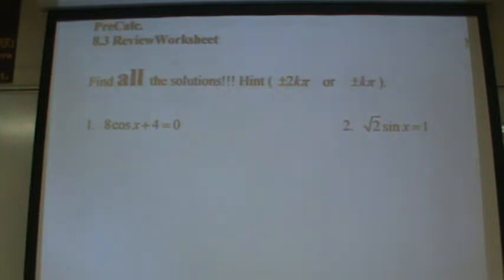All right, this is PreCalc 8.3, the review worksheet. On this review sheet, for the first 5 questions, you're not supposed to use a calculator. These are all going to give you angles that go back to our 30, 60, 90 triangle and our 45, 45, 90 triangle. Also, in the directions right there, it says find all solutions. And your hint is that's where you're adding and subtracting the 2k pi.